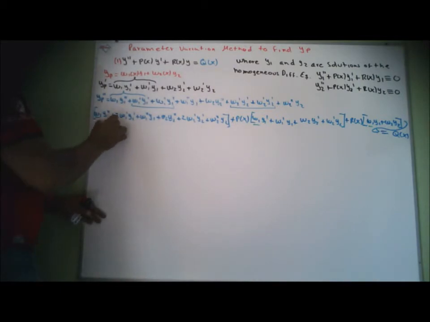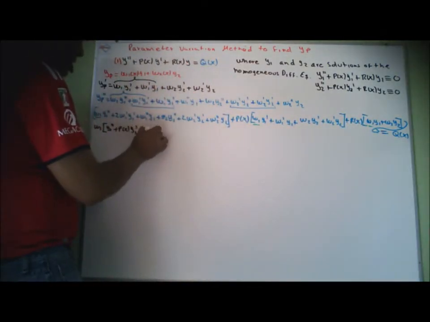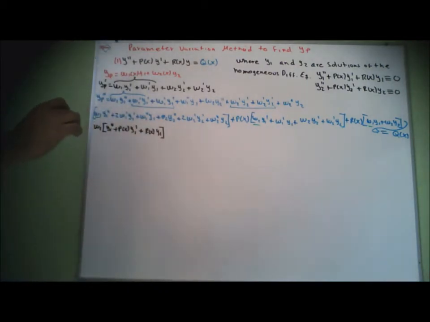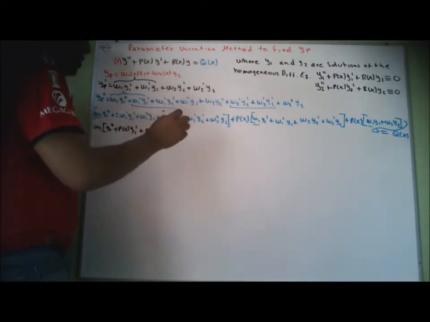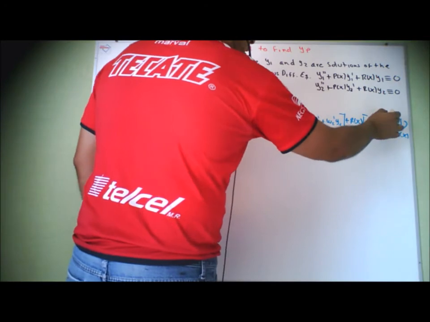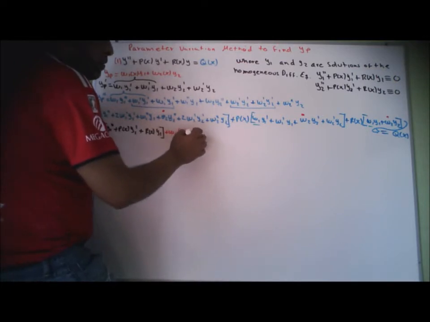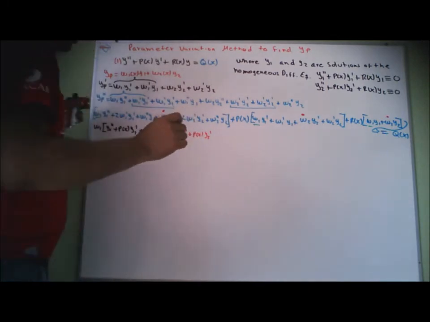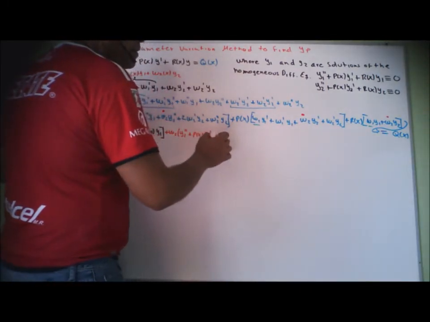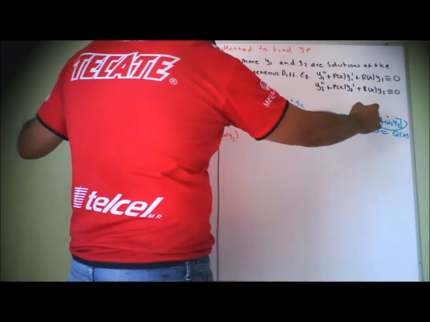w1 times y1 double prime from here, and then from here plus p of x y1 prime plus, and from here r of x y1. Okay, so that is the factorization of w1. Now I'm going to factorize w2. So w2 is here, w2 is here, and w2 is here. So I'm going to do plus w2 times y2 second derivative plus p of x y2 prime. Here the p of x multiplies each one of them, so don't forget that, and then plus r of x y2, and again the r of x actually multiplies this and this.